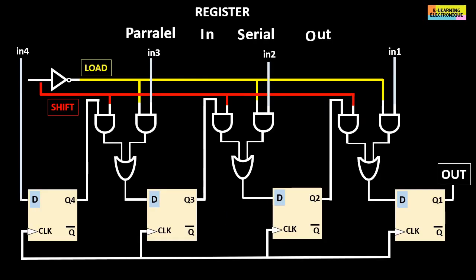In PISO, parallel in serial out register, some logic gates are wired to the flip-flops according to this diagram. There are 2 steps in the operation of this register. The first step is to load the register with the load signal, and then comes the step of outputting the data from the registers in series with the shift signal.